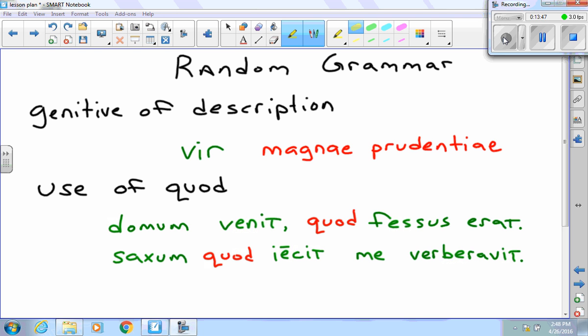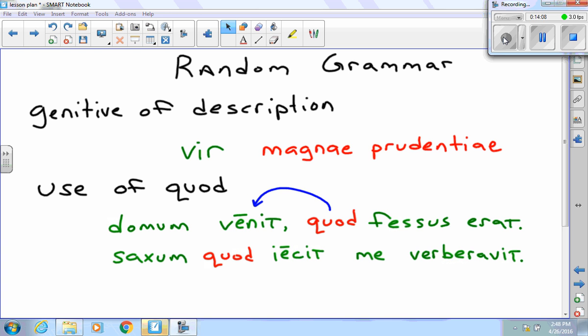The use of quod. Two ways to use it. You can use it in the first way here. Domum venit quod fessus erat. He came, you need a long mark over that, home because he was tired. That's the because one. I know that. There's nothing back here that's neuter for it to modify.